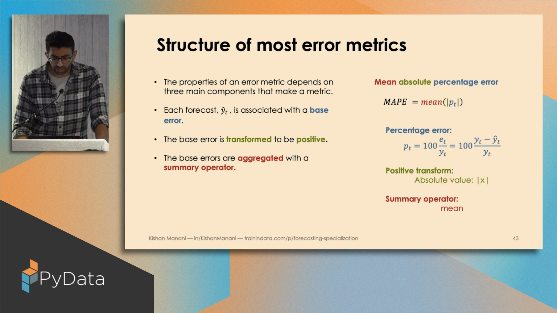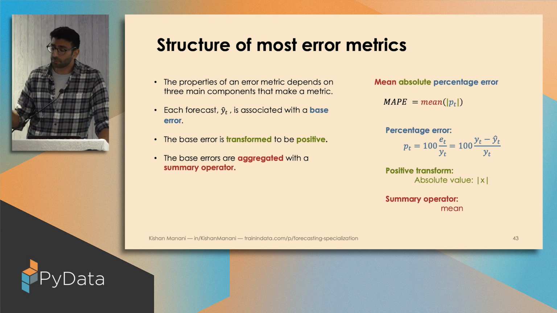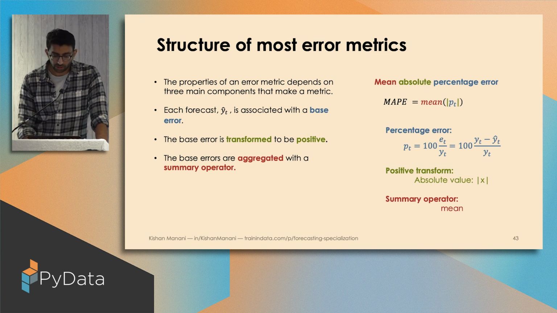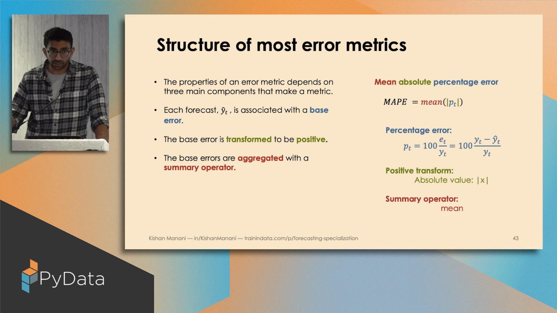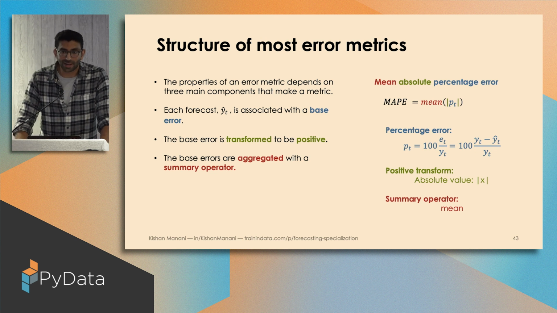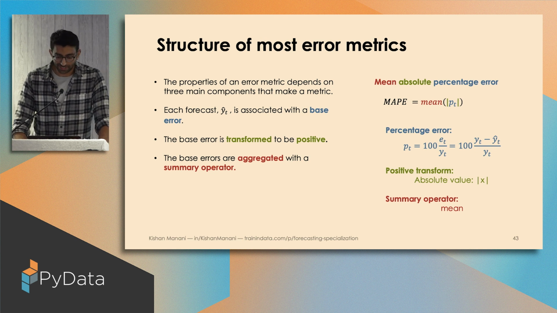I just want to go through one other example, the mean absolute percentage error. And so this is where you have a different base error. So you take your difference between your actual value and your forecasted value, and you divide it by the actual value to make it scale independent. Now, who thinks this is a good error metric? Good, because it's a terrible error metric for multiple reasons.